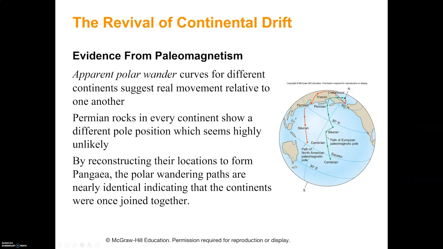So apparent polar wander curves for different continents suggest real movement relative to one another.